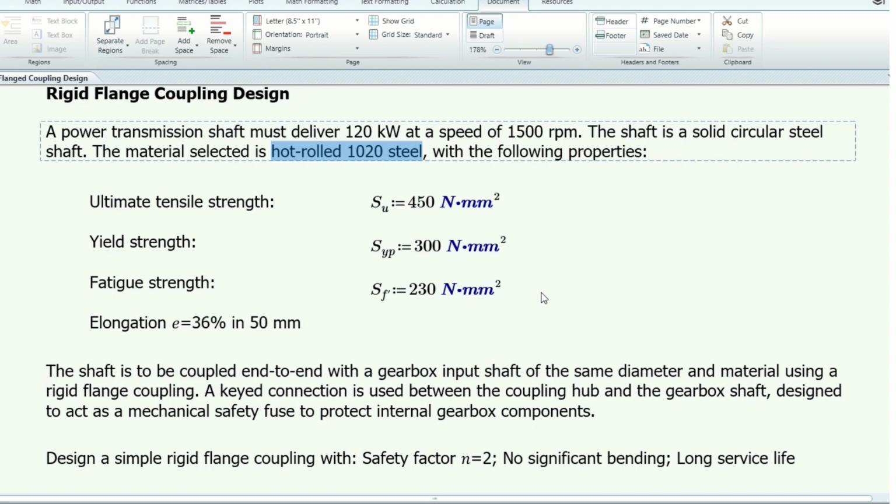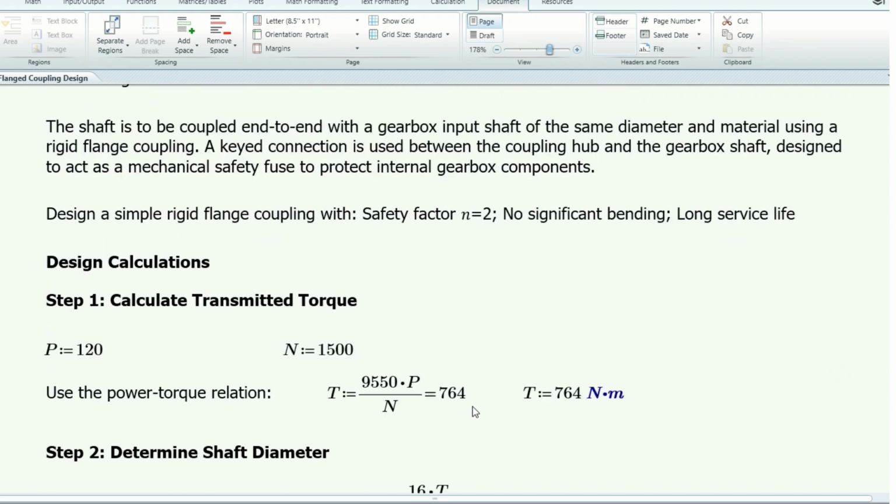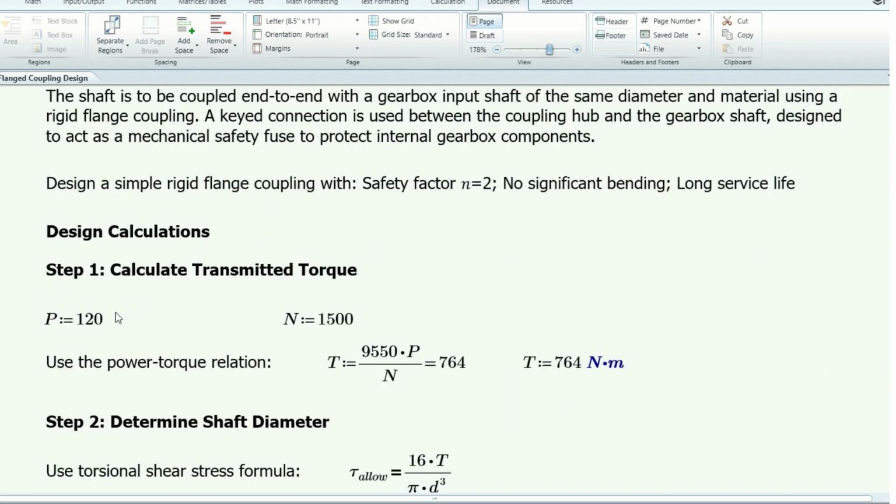The elongation is equal to 36% in 50 mm, and we have to make sure that the two side shafts are connected using this rigid flange coupling. The factor of safety n is equal to 2. So let's start doing the design calculation.